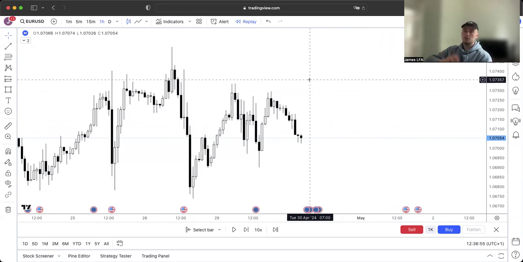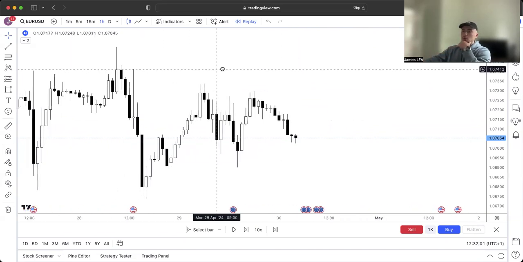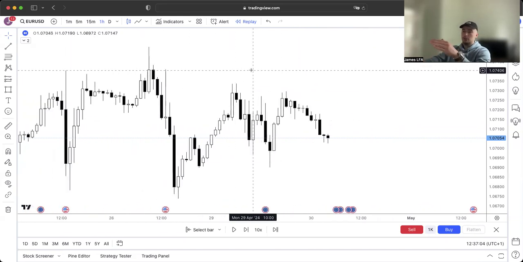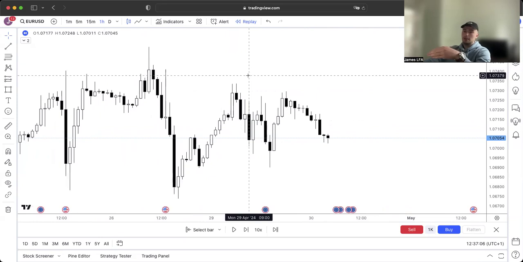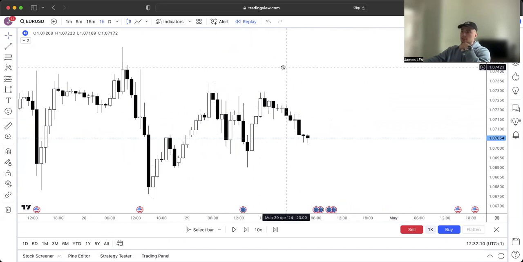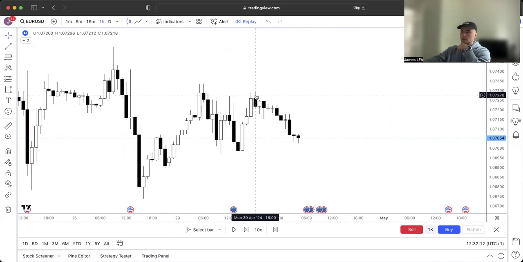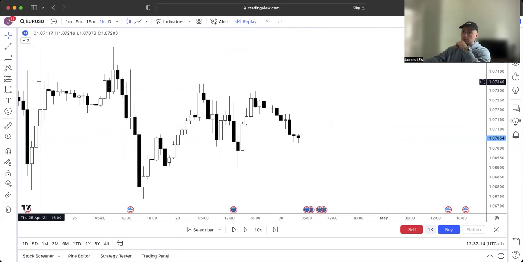First things first, when you're identifying your range, you want to use a higher time frame. In this strategy, we're going to use the 1 hour, and we want to see 2 taps on the upside and 2 taps on the bottom. That is going to show us that we have price ranging. As you can see in this example, 1 tap here, 1 tap here. So we've got 2 taps at the top.